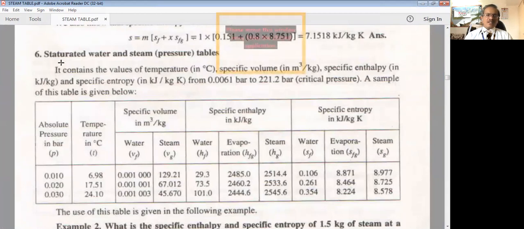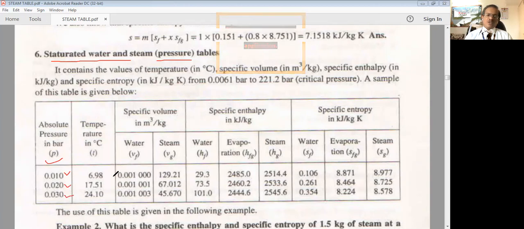The second table is based on saturated water and steam. This is called the pressure table. Here all the values are given on the basis of pressure. In the first column, you will see the pressure in bar, and the pressure values given are 0.010, 0.02, as well as 0.03.